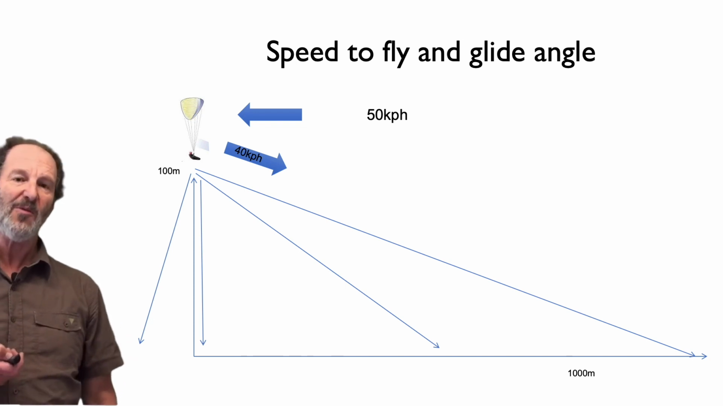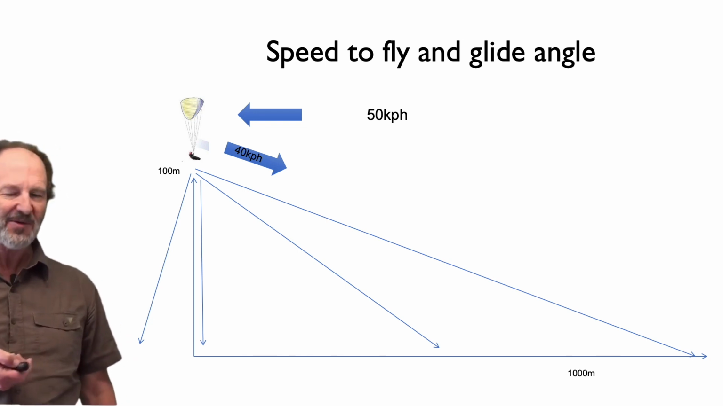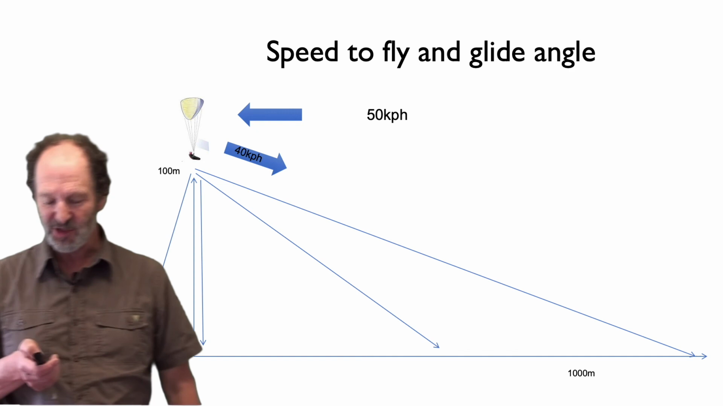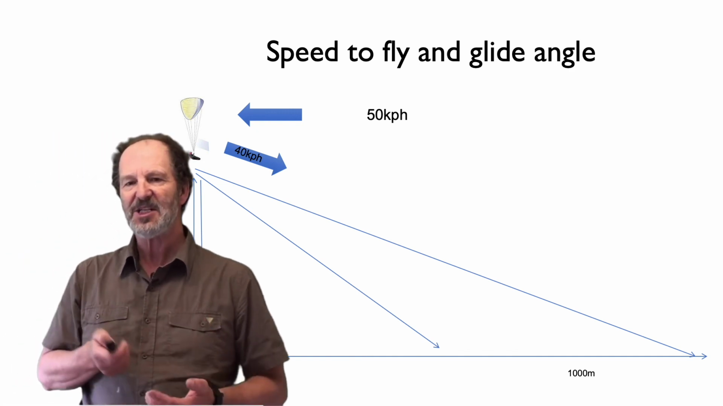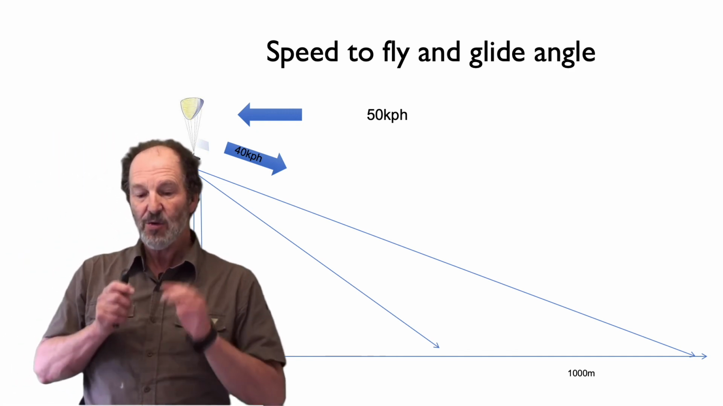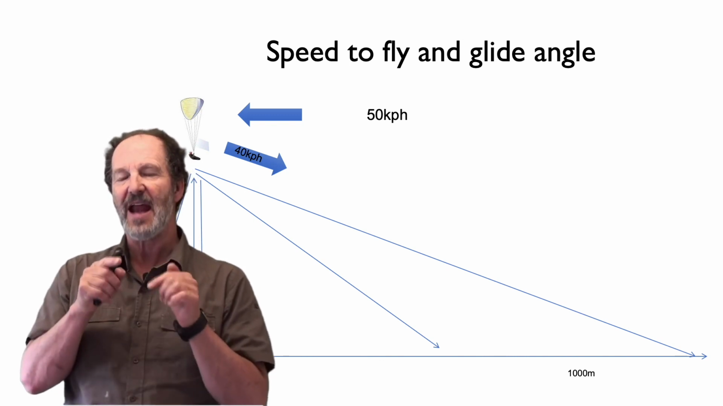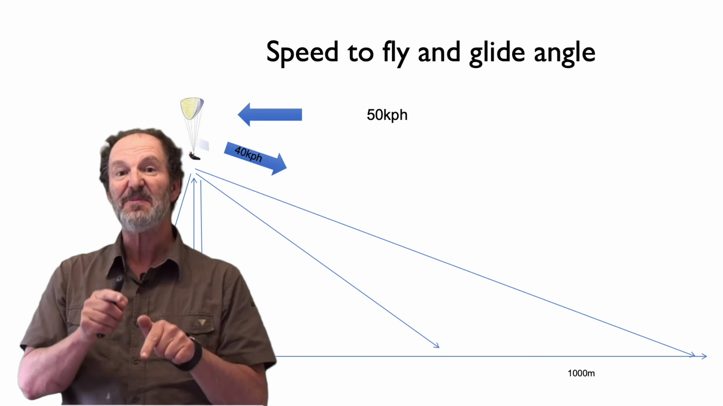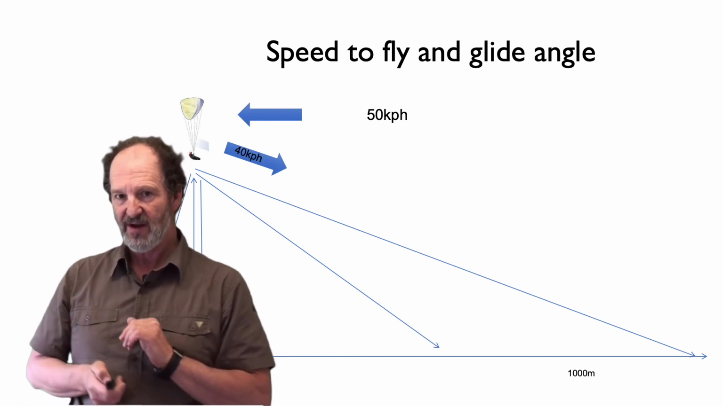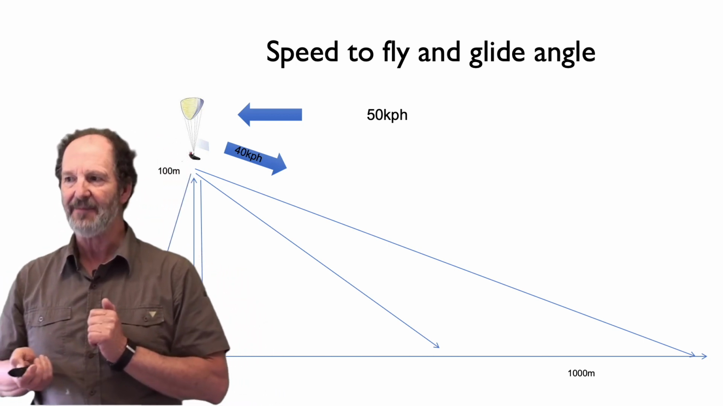The only problem with this is when you touch the ground, going backwards at 10 kilometers per hour, it's rather difficult to control things. So that's the speed to fly and glide angle. And in order to keep a reasonable glide angle into wind, that normally means that with any kind of headwind, you need to speed up in order to maximize your glide as far as you can.